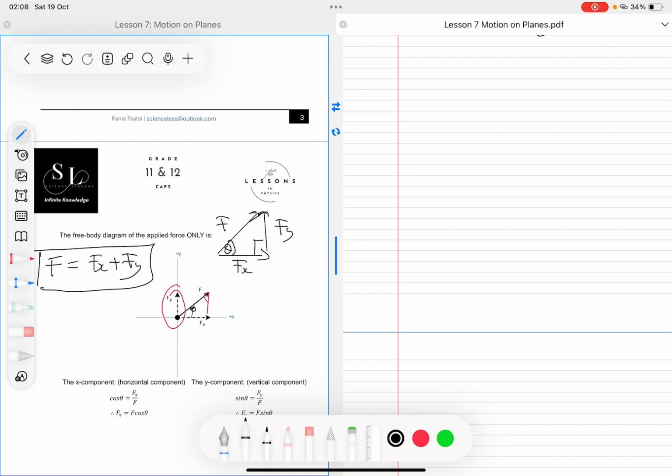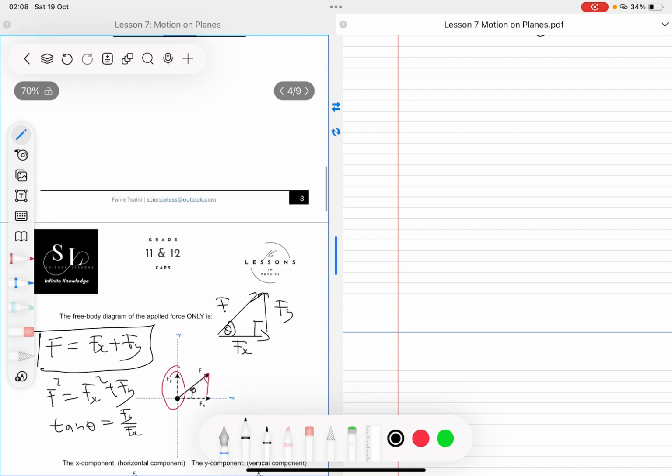Now this means that if we were to look for its magnitude, we'll use Pythagoras because it's a right angle triangle. We will say F squared, it's the hypotenuse, is equal to Fx squared plus Fy squared. And if we were to look for the angle theta, we'll say it is Fy over Fx. Then you can take the inverse and find the angle theta there.